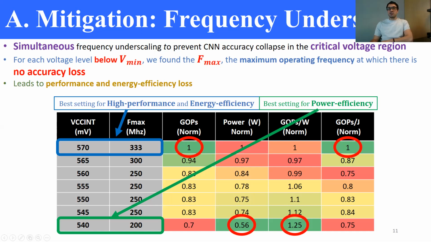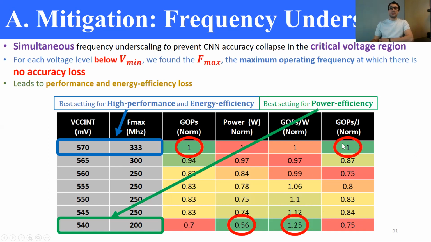But what we are achieving is power savings. Since we are both reducing voltage and reducing the frequency, it is expected that we can get a lot of power saving, which in this case is 44%. But clearly, the performance is not good.